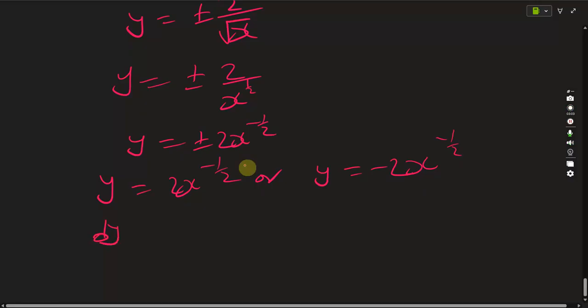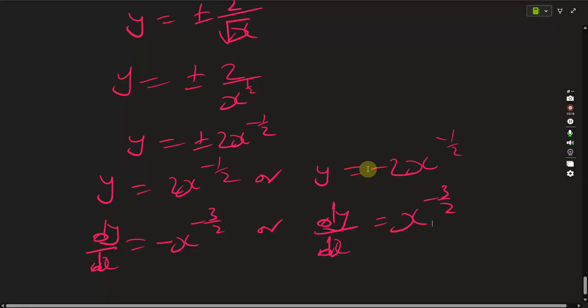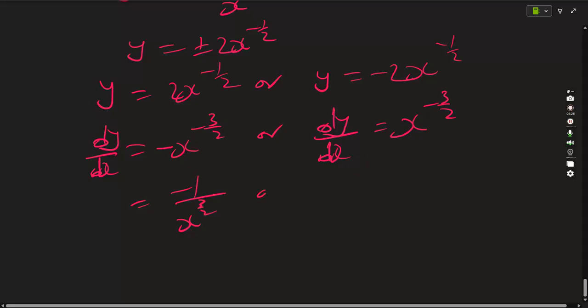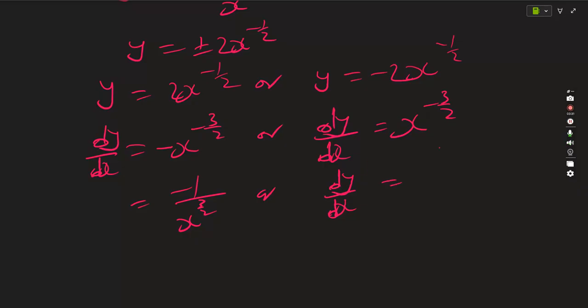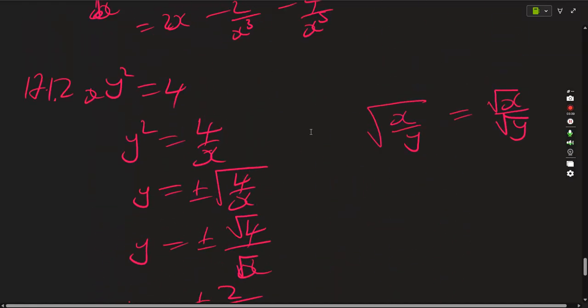Then we can now differentiate. dy by dx is actually negative x to the negative 3 over 2, or dy by dx is actually positive x to the negative 3 over 2, as per the rules of differentiation, the power rule. Then that is negative 1 over x to the 3 over 2, or dy by dx is actually 1 over x to the 3 over 2. So this is dy by dx. Right, so that is beautiful.